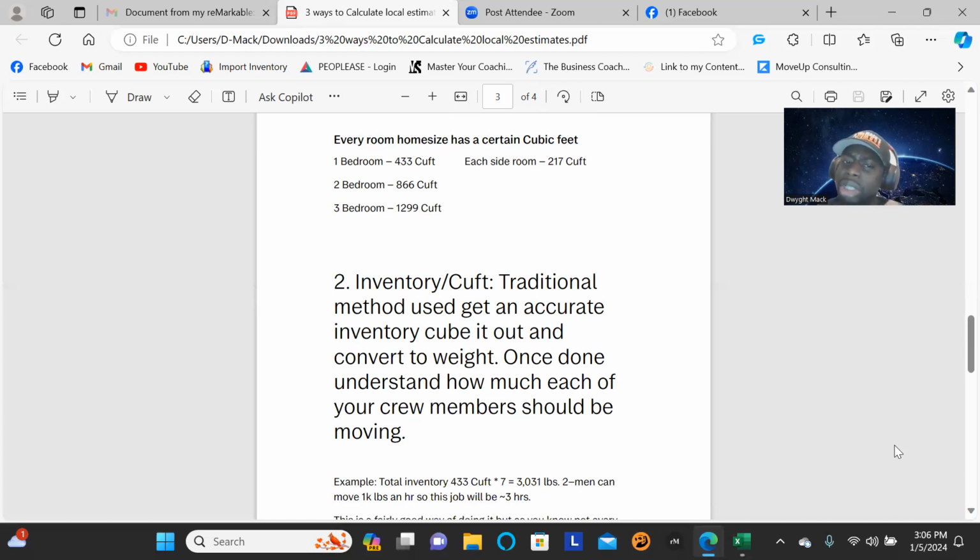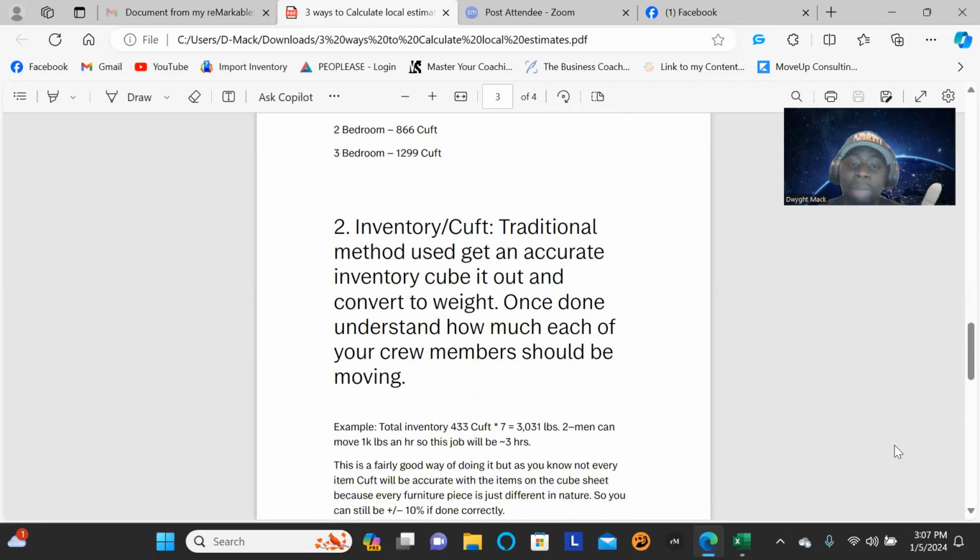Similar thing to the home size, but with the cubic feet, now you're converting the cubic feet into weight. And then basically you've got to figure out, hey, how much weight can each guy pull by themselves? And we'll go over that method as well, but these are just 3 different ways to estimate.